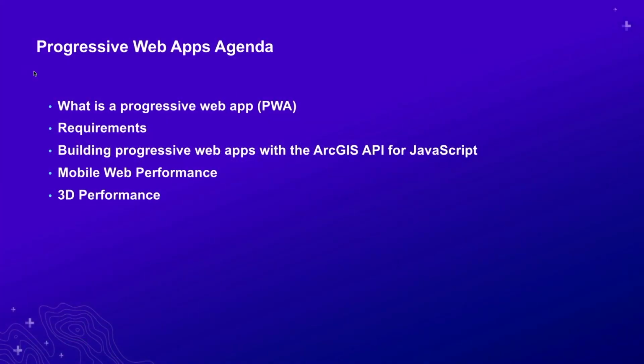So here's pretty much what we're going to be talking about today. We're going to be talking about what is a progressive web app. We're going to talk about some of the requirements needed when you're going to build a progressive web app, or essentially what you would do so you can call your app a progressive web app. We're going to talk about building progressive web apps with the ArcGIS API for JavaScript, as well as mobile web performance, so some considerations there, as well as some really cool things you might want to take into account for 3D performance when building apps in general.